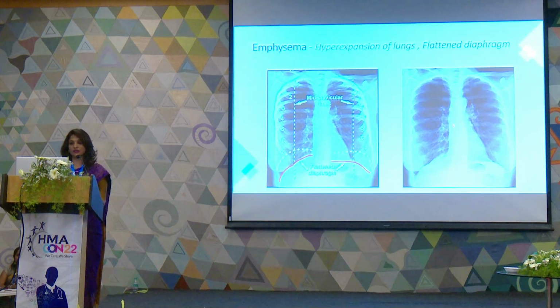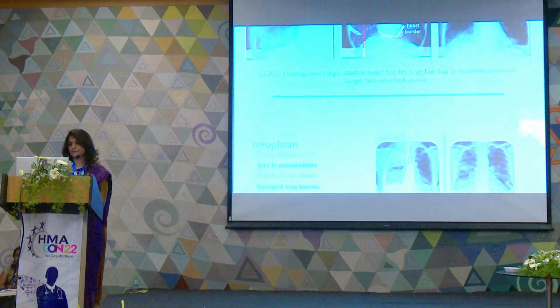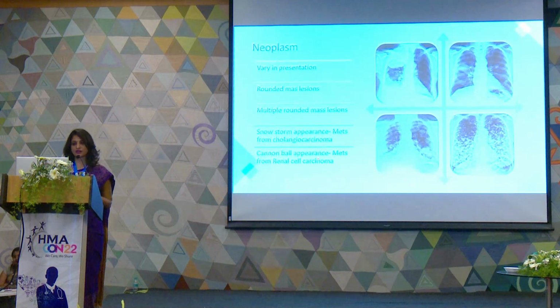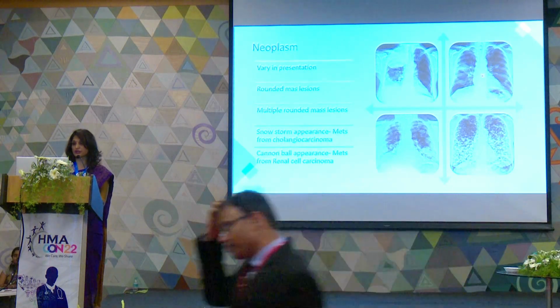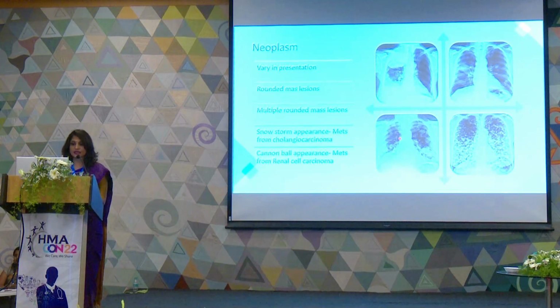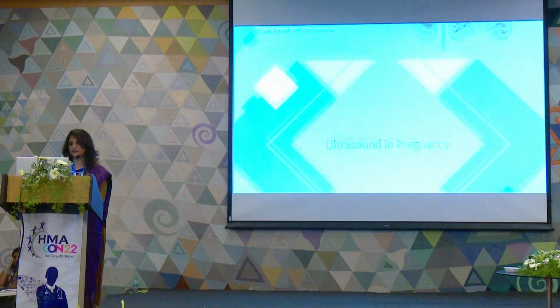In emphysema, there is hyperexpansion of the lungs and there is flattened diaphragm. Generally, the diaphragm should be here, where the 7th rib anteriorly cuts the diaphragm in between. However, you can see here flattened diaphragms. Neoplasm can present in varied forms. You can see a rounded mass lesion, you can see multiple mass lesions, cannonball appearance, and snowstorm appearance in some metastasis.